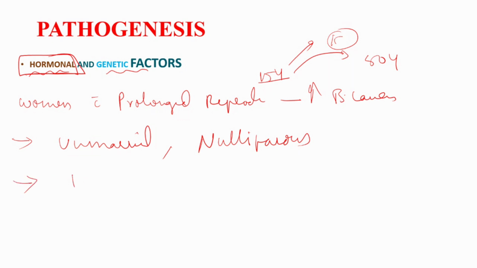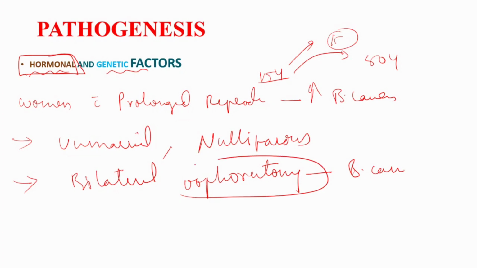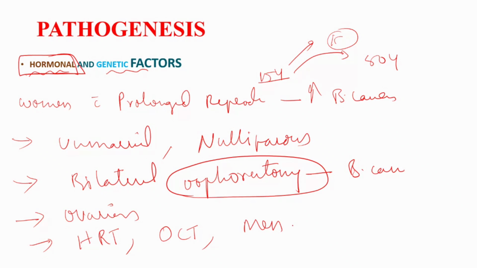And if patients have bilateral oophorectomy, or removal of ovaries, they have higher risk of breast cancer. Very very important point this is. Bilateral oophorectomy, removal of ovaries from both sides, carries greater risk. And patients who have ovarian tumors or ovarian cancer. And very very important hormonal factors: patients on hormone replacement therapy, patients on chronic oral contraceptive therapy, or men who are treated with estrogen, they will have risk of breast cancer.